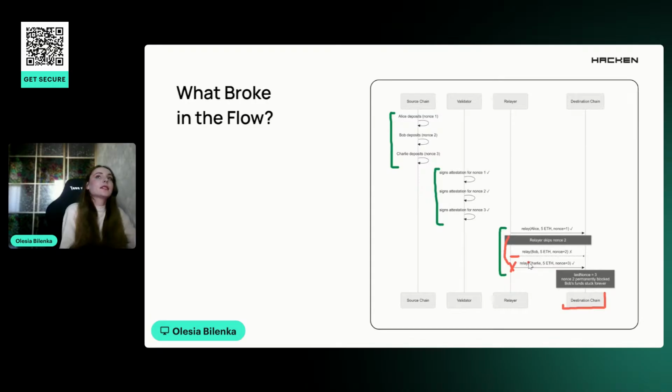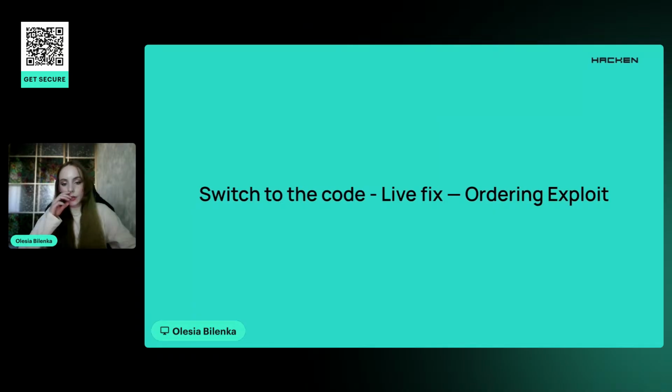Or, in case strict ordering is not needed by business rules, we should not block all the previous nonces which were not executed. So all we need to do is to track which nonces were used. Let me go to the code and show you the fix.